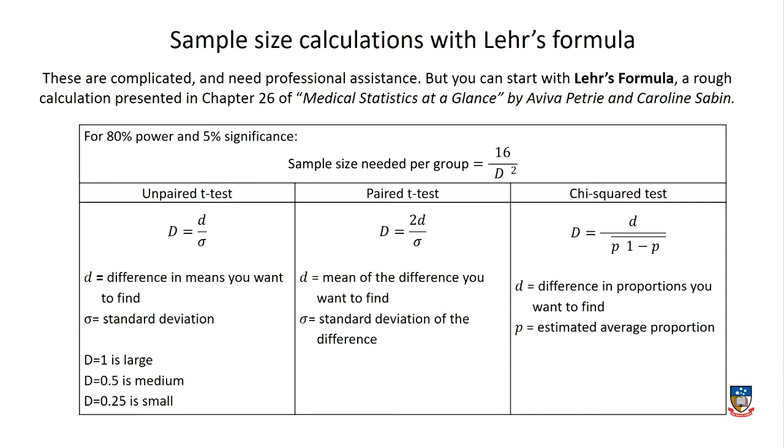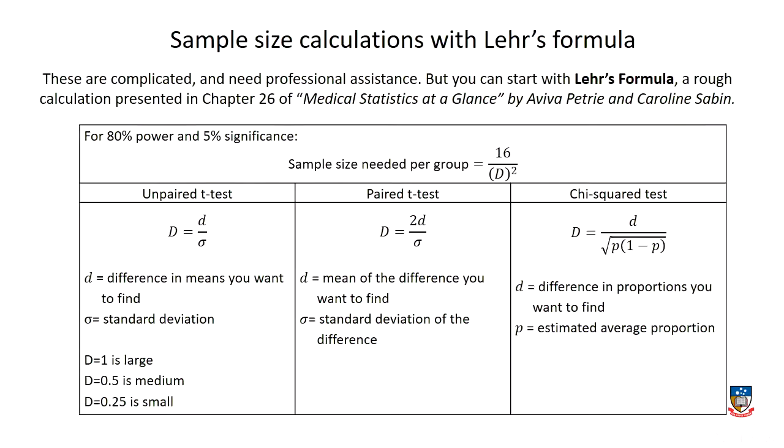I'm sorry. Let me just fix that. All right, that's better. Some of the lines in my square roots were missing. The square root of p times 1 minus p, where p is the estimated average proportion. I'm going to give you some examples of that to show you how that works. But they're all calculated differently, that capital D, but once you've got the capital D, you put it into that formula with the 16 and the D squared.